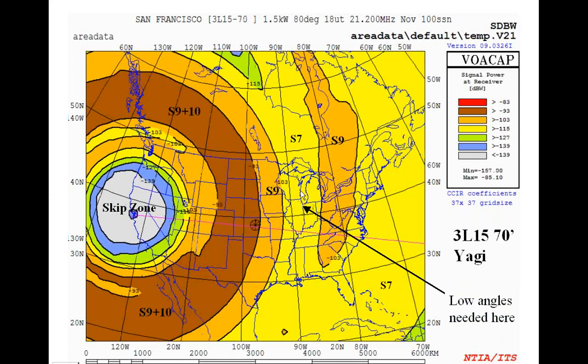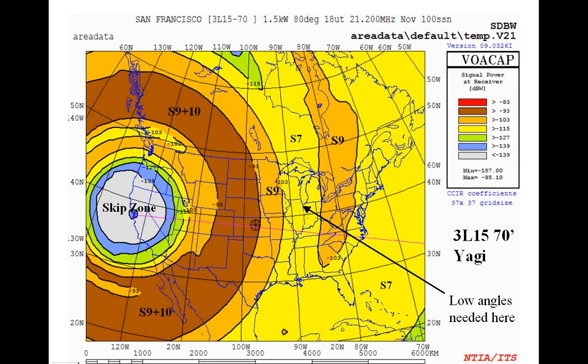Now, you'll notice that even the 70-foot antenna has a kind of weakness, a belt in yellow here in S7 level. And why does this occur? Because this is the transition between the single F2 hop and a double F2 hop. If you had an antenna that's very high, or high on a hill, that has very good low angle capability, then this would not be yellow. It would be orange in S9 as well.